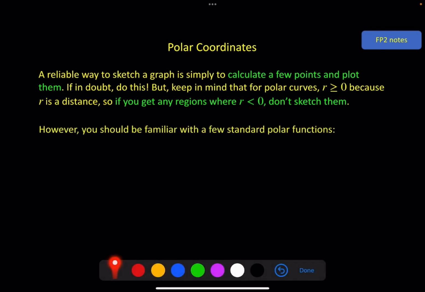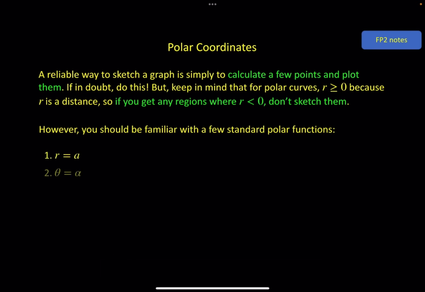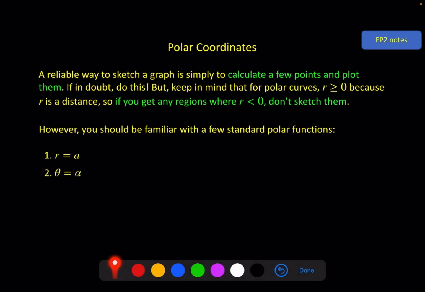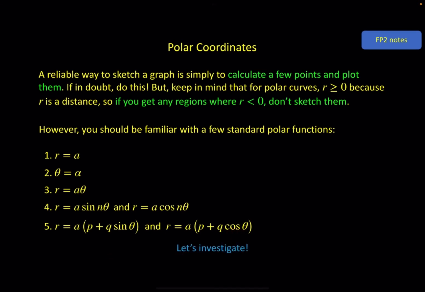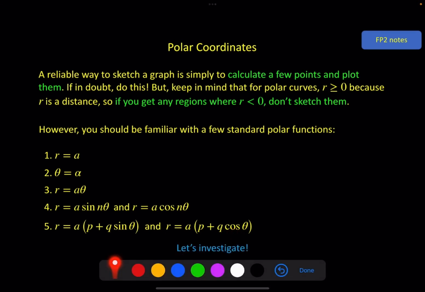However, you should be familiar with a few standard polar functions, and the more familiar you are with these, the less likely you'll have to stop and plot a whole load of points. So a few to look at here: r equals a, theta equals alpha. We have done these in previous videos, so we won't spend long on these two. Then r equals a theta, r equals a sine or cosine n theta, and r equals a times p plus q sine theta or p plus q cosine theta. We'll look at each of these in turn.